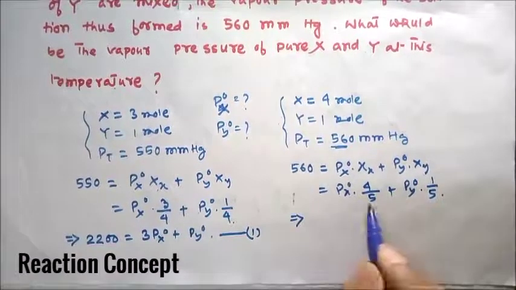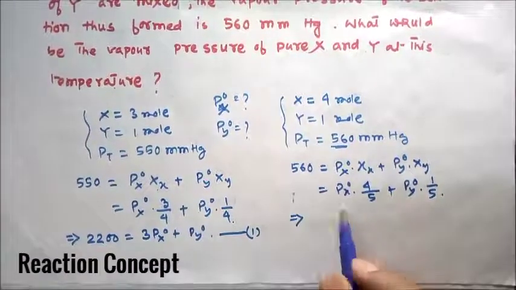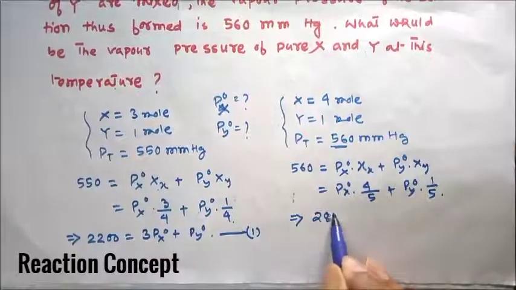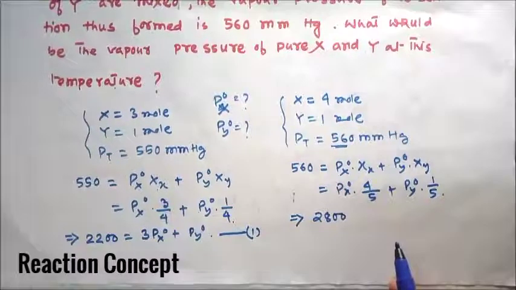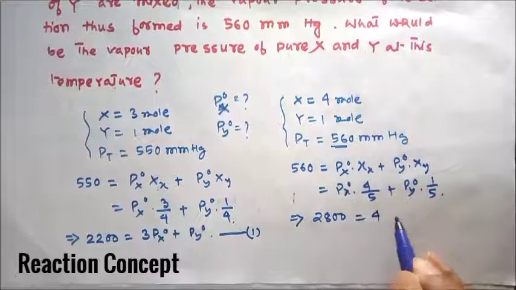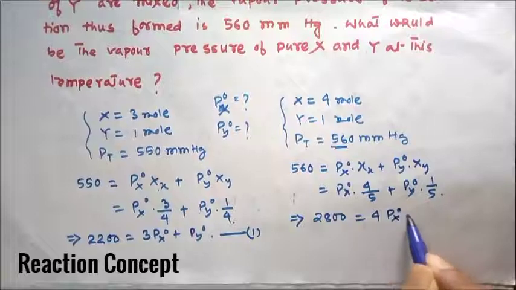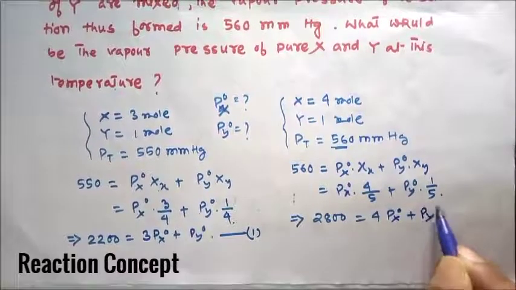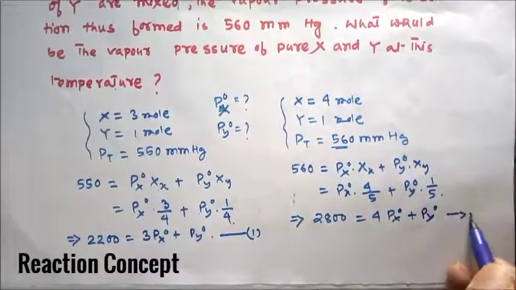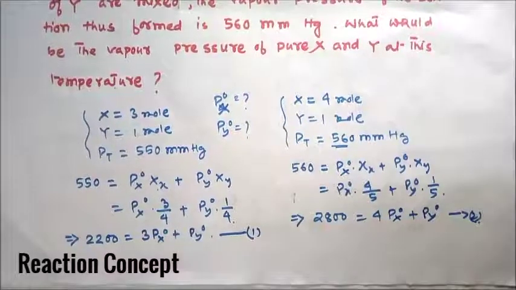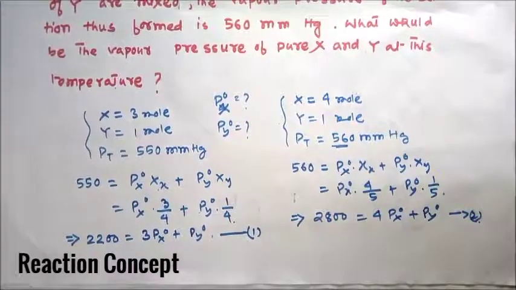It will give you 280, 4 into... this is the equation number 2. These two are linear equations.